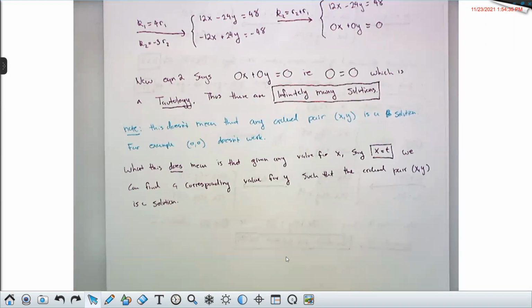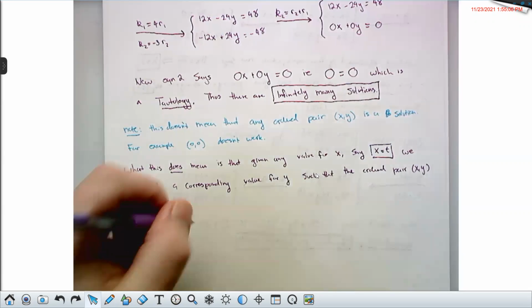Those words are great, but what does that mean? Well, it means you're going to let X be a free variable. Sometimes you'll leave X as X. Sometimes you'll write X equals T. It's the same thing. And some of the problems in your homework ask you to just leave X as X. Some of them say write the solution in terms of a parameter T. In either case, what you're going to do is solve one of your equations for Y.